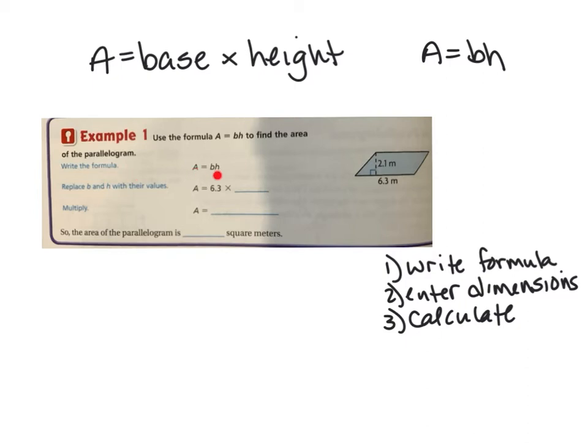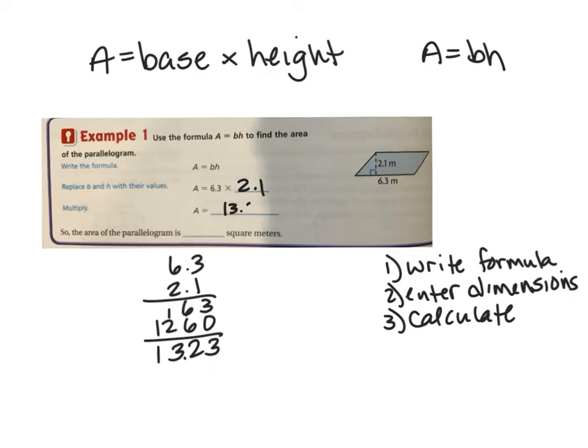So they've written the formula. Then they replaced the base with 6.3. That's the base, length, same thing. Then we're going to replace the height. That's 2.1. And then all we need to do is the multiplication. And we get 13.23 meters. Now, keep in mind, when we did this, this was meters times meters.